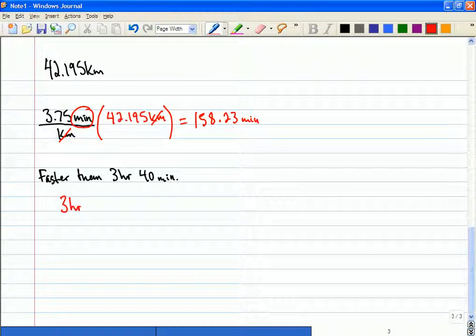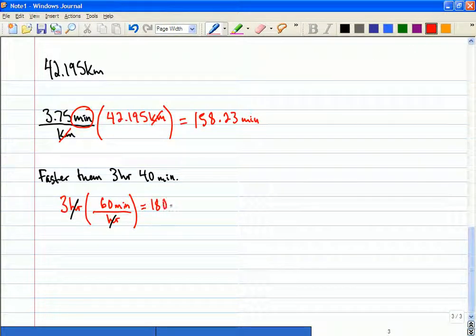Good, so for 3 hours, you can make the change. Most of you will just multiply by 60, and that's great. I'm just going to be consistent here and use my units. So those would cancel, and I would have 180 minutes. So 3 hours is 180 minutes. The total of 3 hours and 45 minutes would be 180 plus 45, which is 225 minutes.